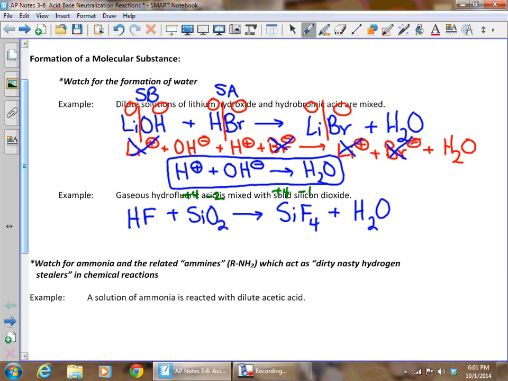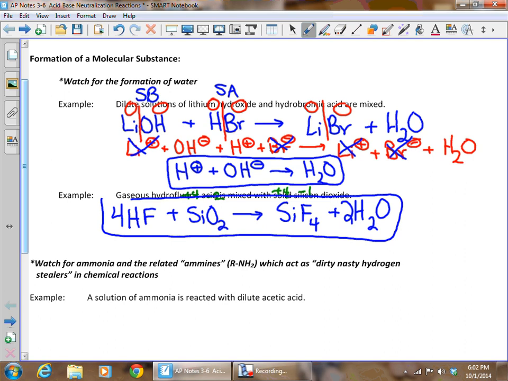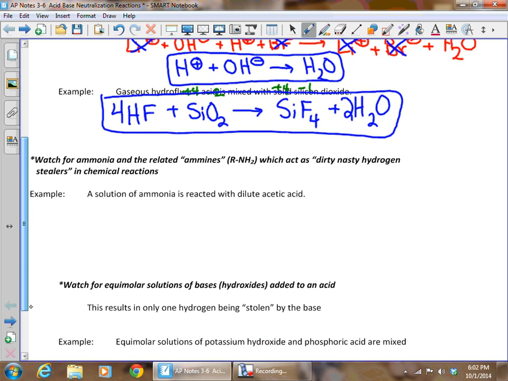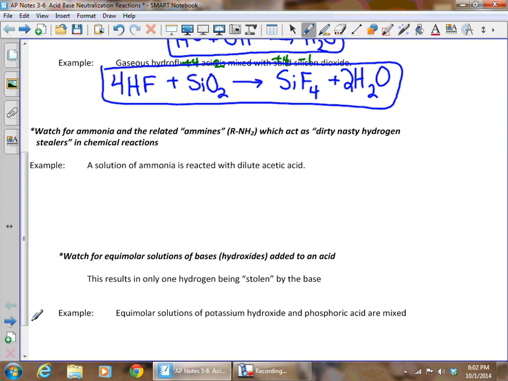So all we have to do is balance it. We've got 4 fluorines over here, so let's put a 4 in front here. When I do that, not only does it balance the fluorines, but if I put a 2 in front of the H2O, it's also going to balance the hydrogens, and our oxygens balance as well. So that's our reaction for this one, again forming water, a molecular compound. So what about the next one?